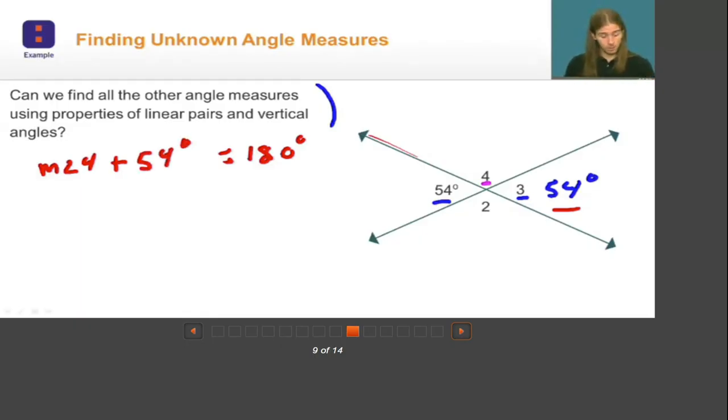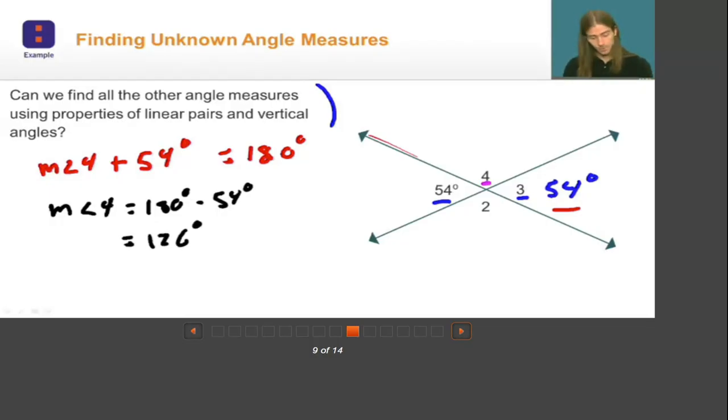Now I can solve for the measure of angle 4. That gives me 180 degrees minus 54 degrees, and when you take that difference, you get 126 degrees. So let's write that in the diagram. The last angle to find is angle 2. It's vertical to angle 4, which means it's congruent to angle 4, and therefore it has the same measure. So I know that this must also be a 126 degree angle.